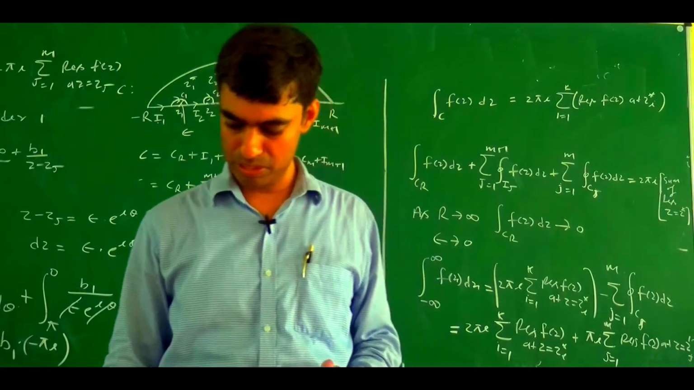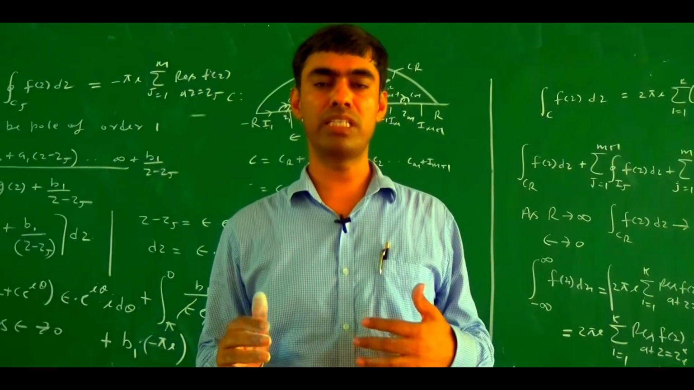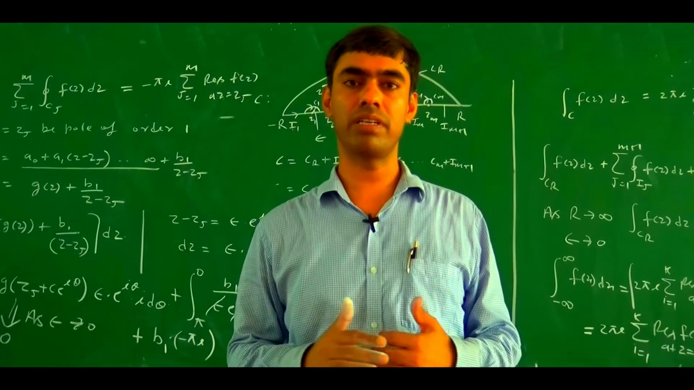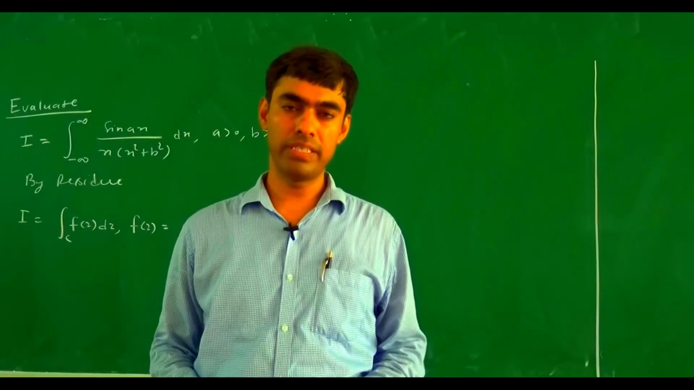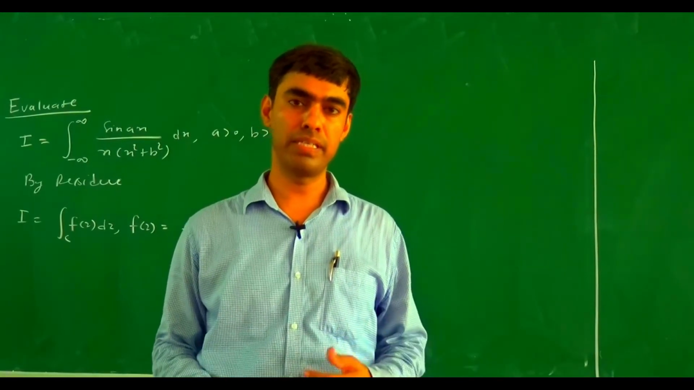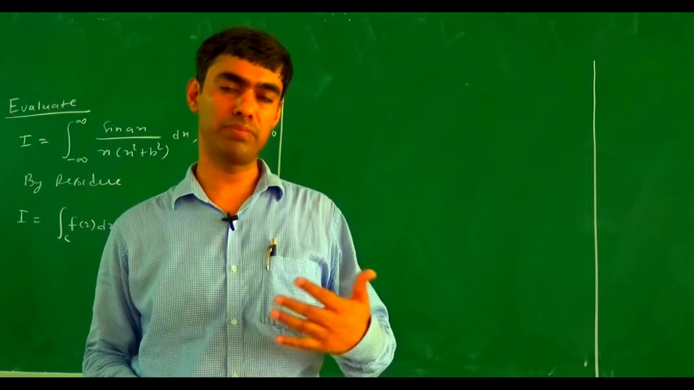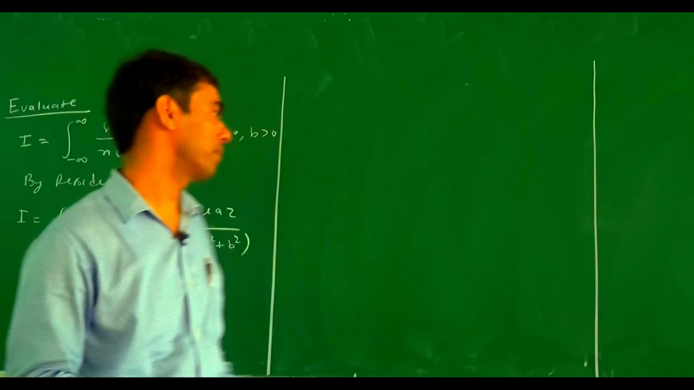So this is a theoretical concept of how we find the value of integration if some singular points lie on the real axis and some singular points lie inside the upper half plane. So now we evaluate an improper integral in which some singular points lie on the real axis, and some singular points lie inside the upper half plane.